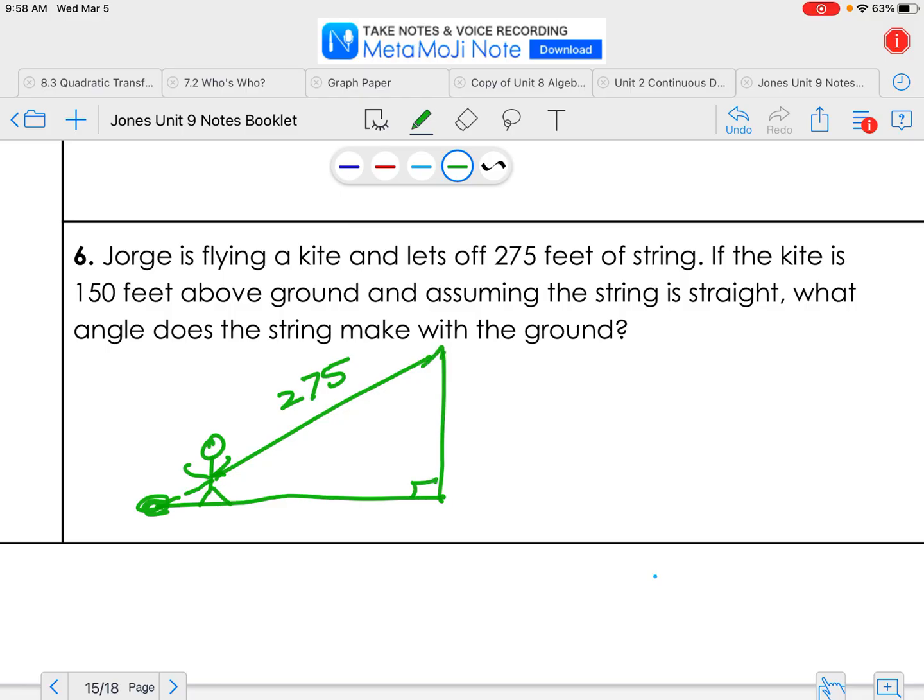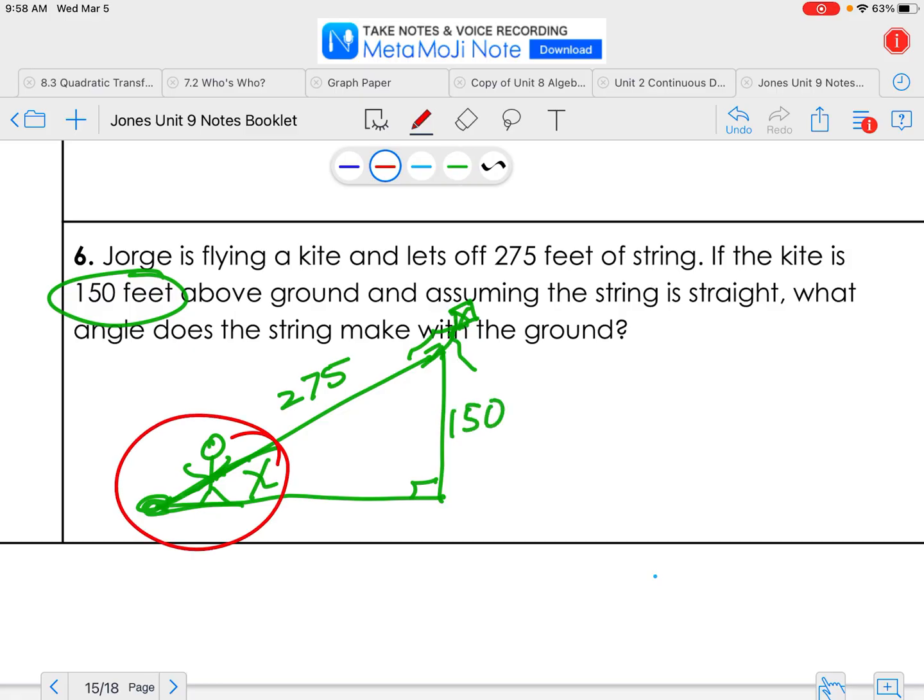So assuming the string's straight, what angle does the string make with the ground? And it says that the kite, here's my lovely kite up here, the kite is 150 feet above the ground. So we have the hypotenuse and the opposite. So we're going to do sine of x is 150 over 275.